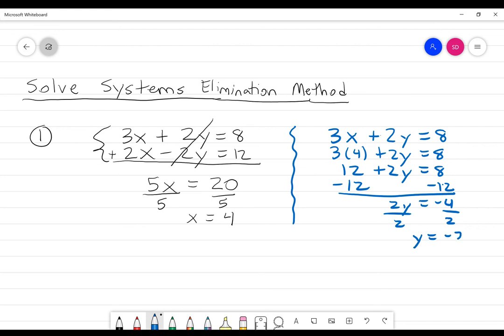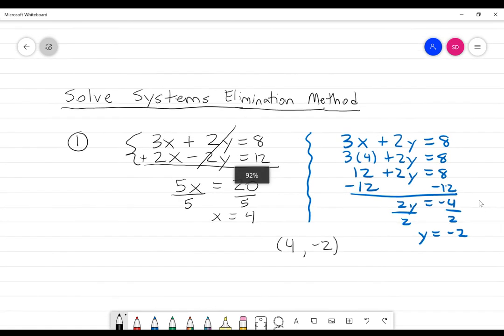y equals negative 2. So my solution to this system of equations is 4 comma negative 2. Because remember, it's always your x value comma your y value. So remember what that means is if I were to graph those two lines, that's where the two lines would intersect. Let's try one more example.